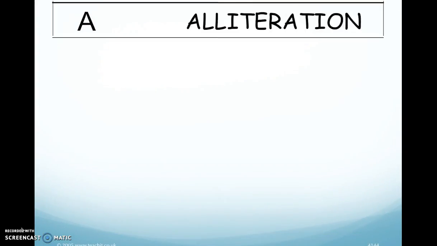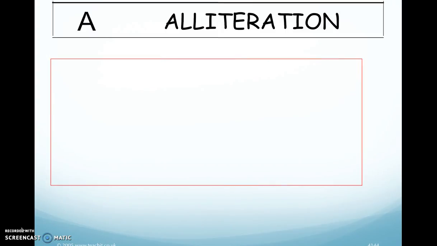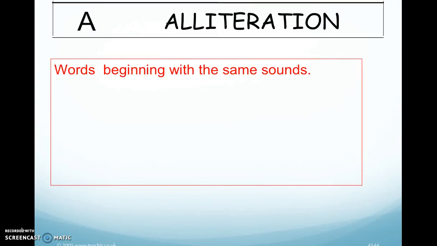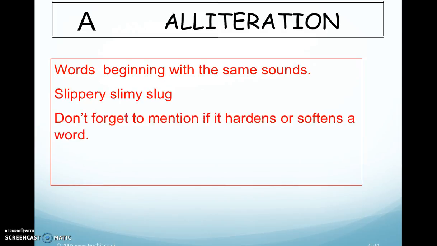So next is A, which is alliteration, which hopefully you remember from your poetry days, means words beginning with the same sounds. So slippery, slimy, slug is a good example there. Now, the really important thing about alliteration is to know whether the sounds that you are using are hard sounds or soft sounds. And you can hear straight away slippery, slimy, slug is a fairly soft sound, okay? Whereas if you were saying big bad Ben, for example, B is a stronger sound, it's a harder sound than a soft S. And there are actually physiological reasons for that based on how we make the sound in our mouth. But don't get too caught up over that.